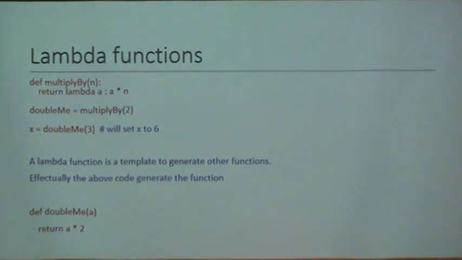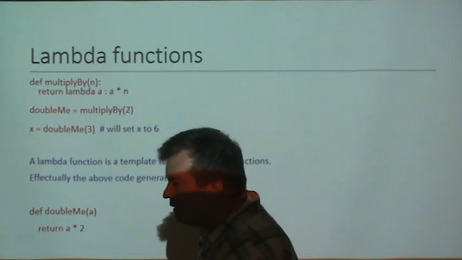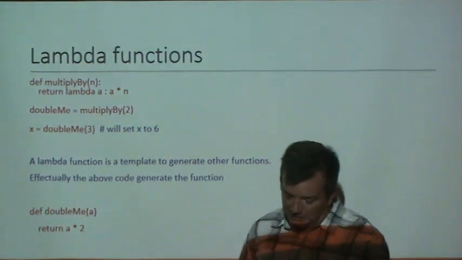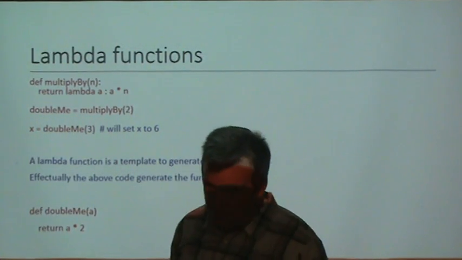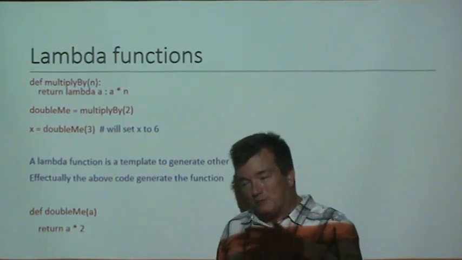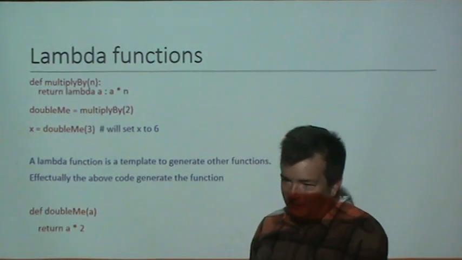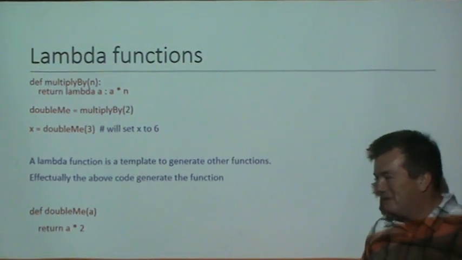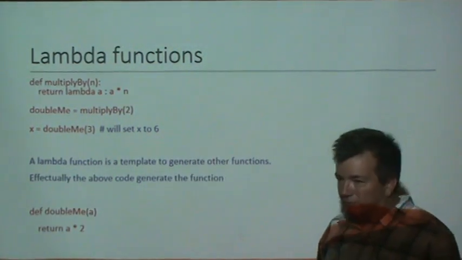Okay, so now an interesting topic. This is called a lambda function, which is actually, lambda is a Greek letter. Whenever something confusing in math or computer science comes out, they just pull a letter out of the Greek alphabet and then they just call it that Greek letter. All right, so anyway, a lambda function is actually a template for a function.